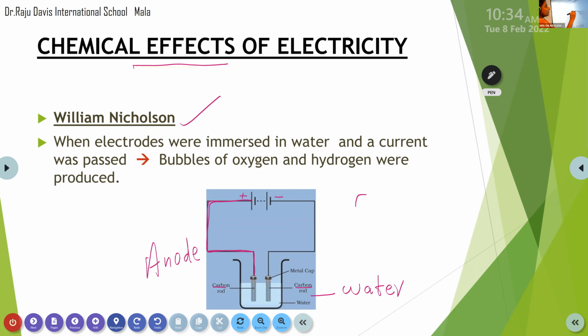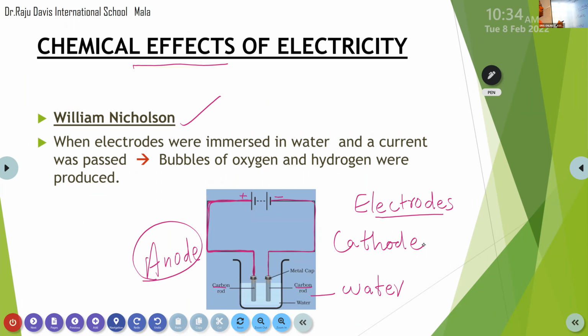Both the metal rods are called electrodes. The metal rod which is connected to the positive side of the battery is known as the anode, and the metal rod that is connected to the negative side of the battery is known as the cathode. Okay, clear? So two electrodes are there.